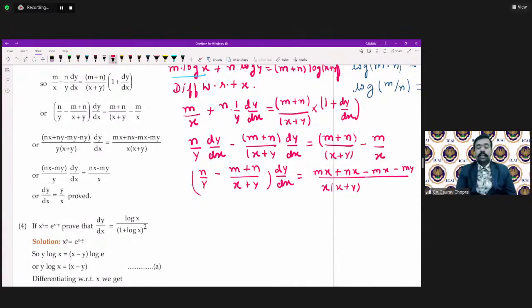All right. Now what is required to be done? We have to take LCM on the left hand side also. So here the LCM will be y multiplied with x plus y. Here we are getting nx plus ny minus my minus ny, and then dy by dx.